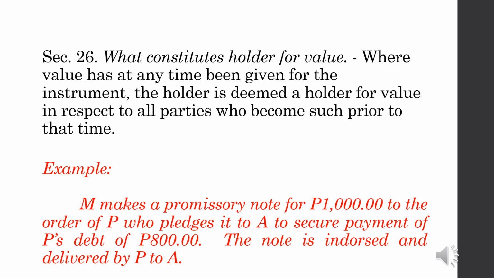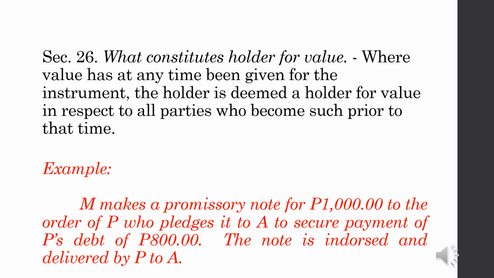One who has taken a negotiable instrument as collateral security for debt has a lien on the instrument. For example, M makes a promissory note for 1,000 pesos to the order of P, who pledges it to A to secure payment of P's debt of 800 pesos. The note is endorsed and delivered by P to A. In this case, A is a holder for value to the extent of 800 pesos, which is also the extent of his lien. On the maturity of the note, even if the debt of 800 is not yet due, A may recover the full amount of 1,000 pesos, holding the surplus for P, the pledger.